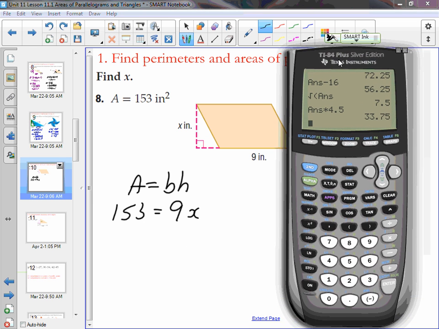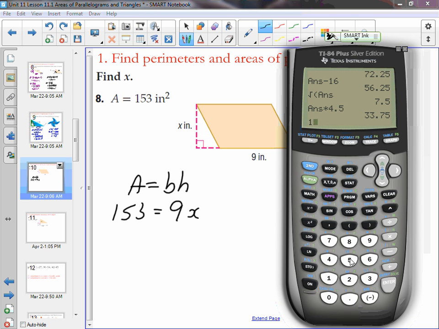All right, so all I've got to do to find X is take 153 and divide it by 9. So 17 equals X. Now, I need to put the unit. I should have put inches. 17 inches equals X.